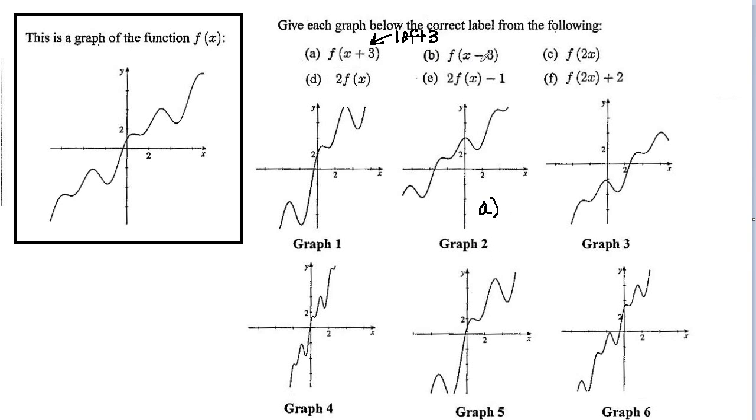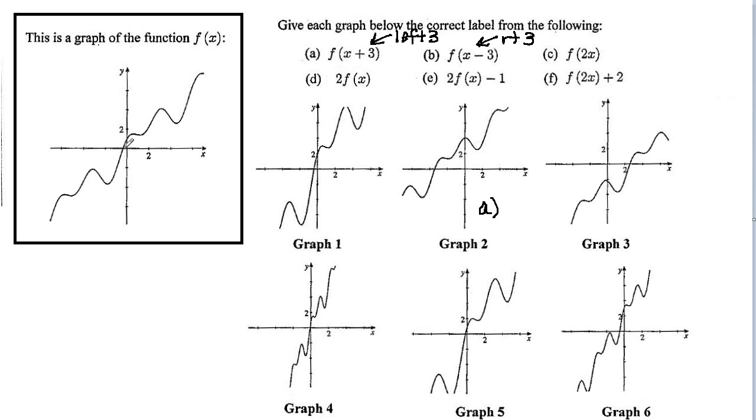B, x minus 3 on the inside, so that's going to be a right shift of 3. So now we're looking for this graph, and it's shifted to the right 3 units. So I'm looking for this piece shifted to the right. So this then is going to come over here. So I'm looking here, looks like this one right here.